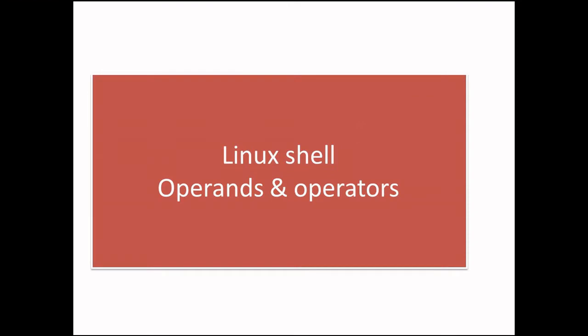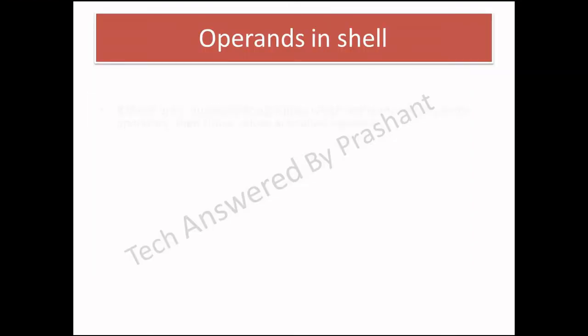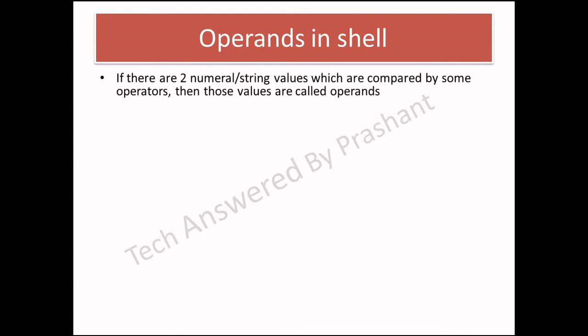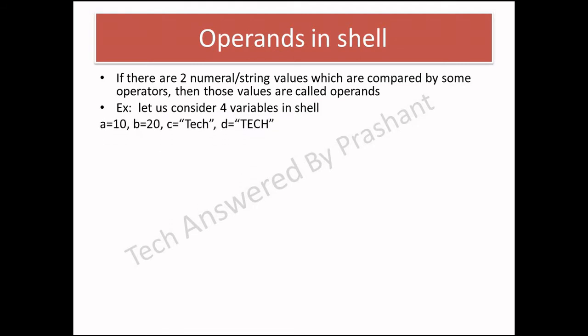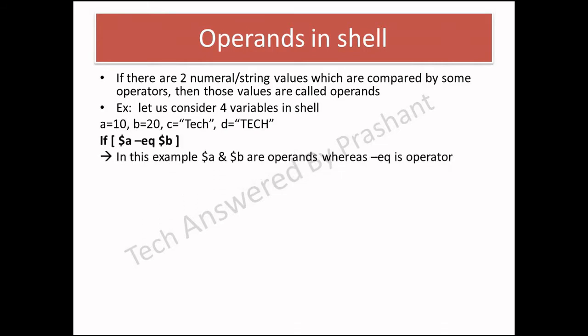In this tutorial, we are going to learn about the operands and operators in Linux Shell. First, operands. What are operands? The two values which are compared on the left hand side and right side of an operator are called operands. Let us consider four variables: a equal to 10, b equal to 20, c equal to tech, d equal to capital Tech. So if $a -eq $b, in this example, $a and $b are operands, whereas -eq is the operator.